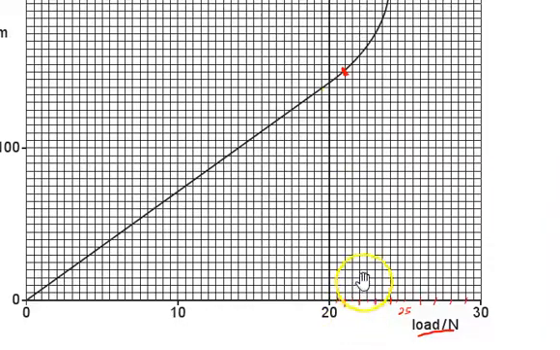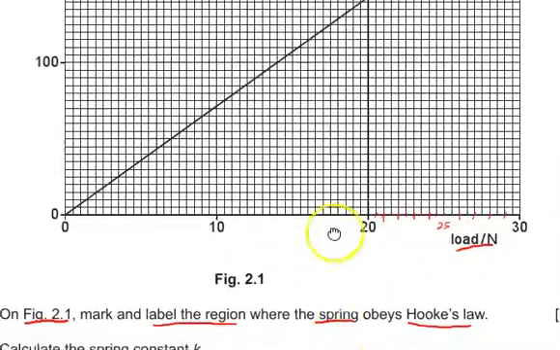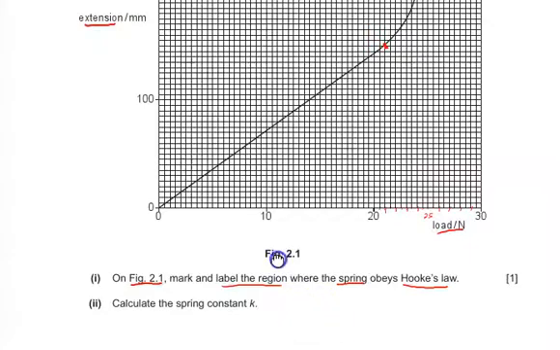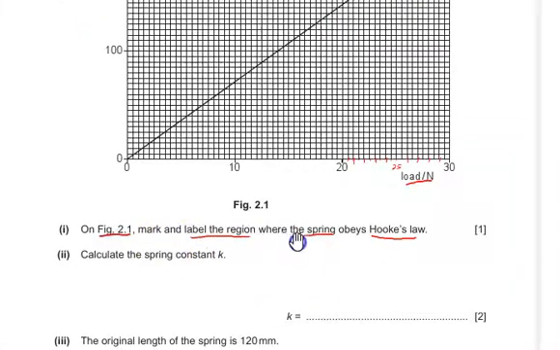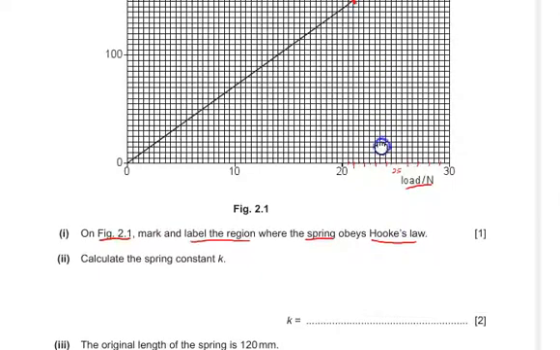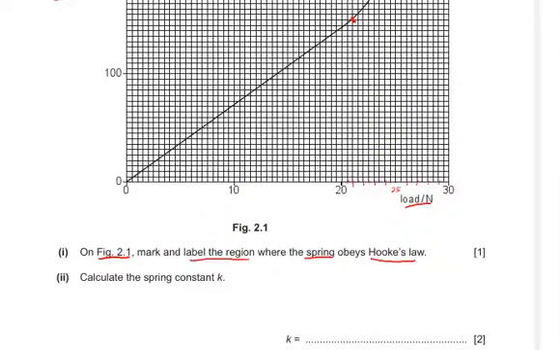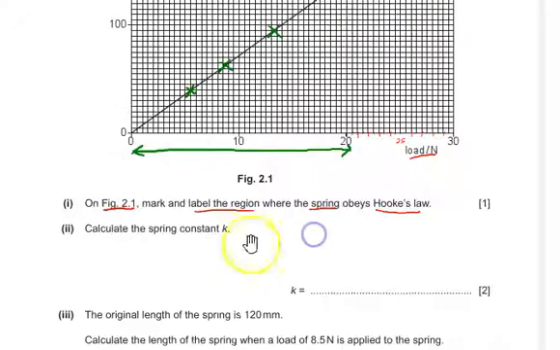Now we go back to the graph here. Okay, mark and label the region where the spring obeys Hooke's law. So it means that you can label anywhere between 0 to 20.5 over here. Anywhere you can label it, maybe here or maybe here or maybe here until at this point. All right. Okay, now the second question here, calculate the spring constant K value.